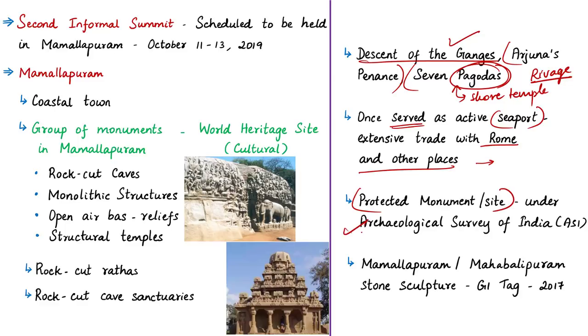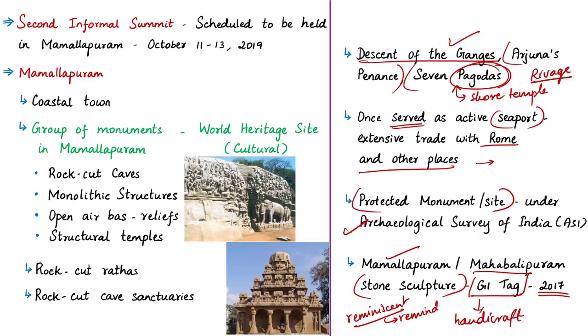Then also remember that in 2017, the Mahabalipuram stone sculpture received the GI tag status under the category handicrafts. It is because the stone sculpture techniques that are used in the historic pieces of artwork of 7th and 8th centuries are still practiced by the present day sculptors of Mamallapuram. That is why they are given the GI tag status. And we can say that the sculpting is reminiscent of the Pallava art of stone sculpting. Reminiscent means reminding of something. So, the sculpting by the present day sculptors of Mamallapuram reminds us of the stone sculpting in the Pallava period.